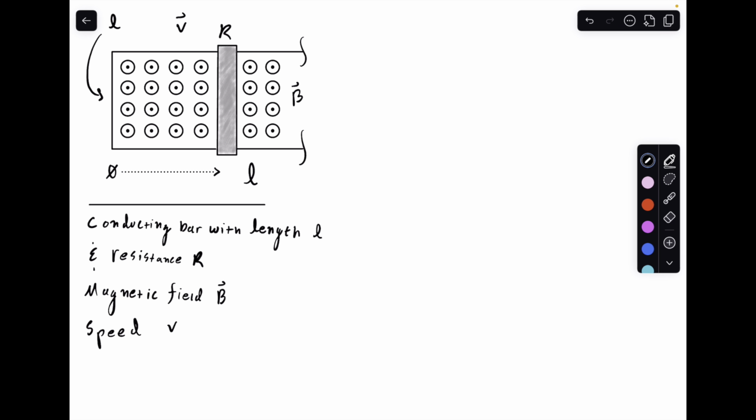This bar is conducting with length L, where L is actually the width of the parallel conducting rails as well. The bar also has resistance R, and there's a magnetic field B throughout the entire region within the parallel conducting rails that points out of the page. And the bar is moving with a speed V, so the velocity is this way. So let's just jump right into the derivation.